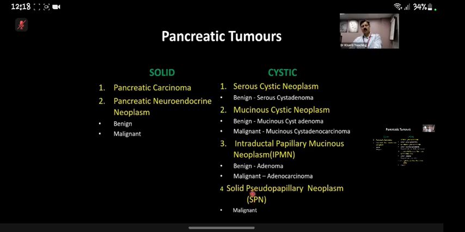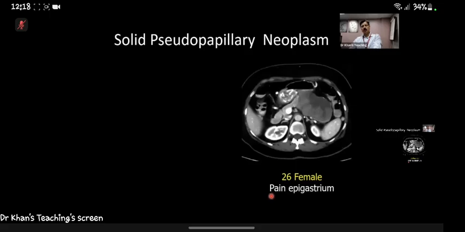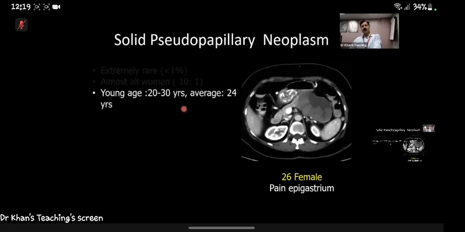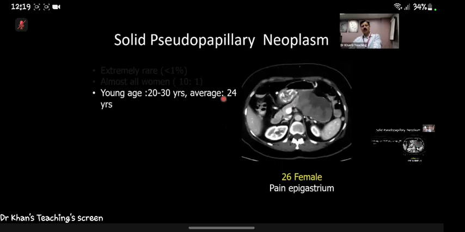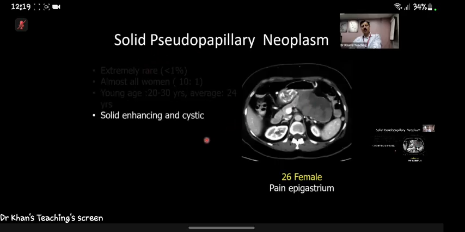This tumor is a rare tumor. I don't think it can be asked in the 2B exam, but just for your interest, I put it here, and just to complete the list, solid pseudopapillary neoplasm. It's a unique neoplasm which is extremely rare, almost always in women, and average age is, look at this, too young, 20 to 30 years, and that is why it's become new. If you see a cystic lesion in a young age group lady with a solid component, just call it solid pseudopapillary neoplasm.